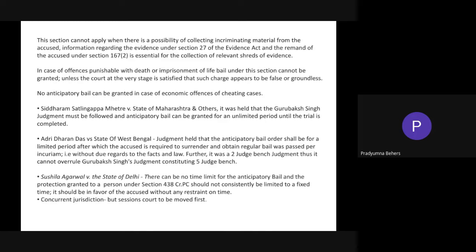Another important provision is that though Section 438 confers concurrent jurisdiction on both the Sessions Court and the High Court, the Sessions Court should be moved first. In a recent Odisha High Court judgment, the Honorable High Court of Odisha has reiterated this view, that the Sessions Court is the court which should be approached first, and only then the High Court's power must be invoked. It is not the case that in all cases the accused will approach the High Court at the first instance, even though there is concurrent jurisdiction, that is, the jurisdiction is vested with both the High Court and the Sessions Court concurrently.